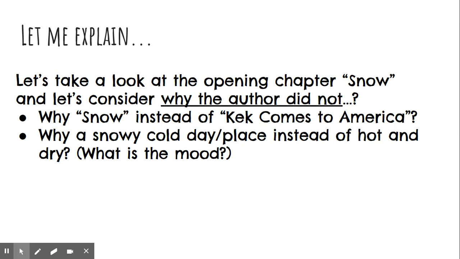So let's think about just the opening of the book. Why might Katherine Applegate choose a cold, snowy place? Go ahead and pause and think about this for a second.